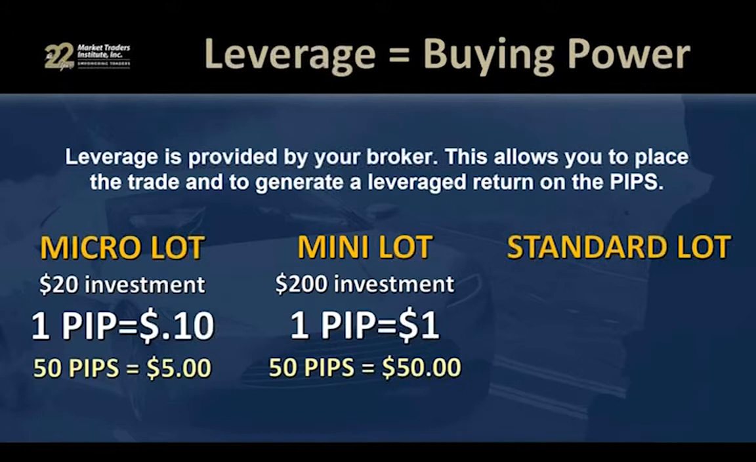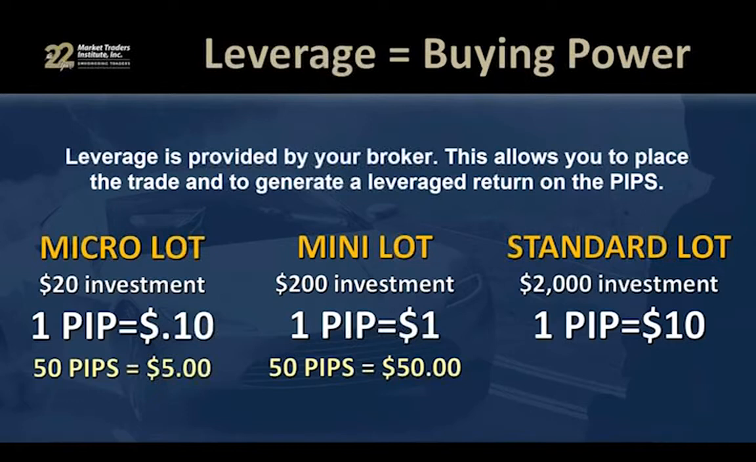Now, we also have what's called a standard lot. Standard lot is the standard that most traders strive to achieve in this market. A standard lot's about a $2,000 investment from your trading account. Each pip that you capture now is going to be worth $10. So if you capture 50 pips, you just generated a profit of $500.